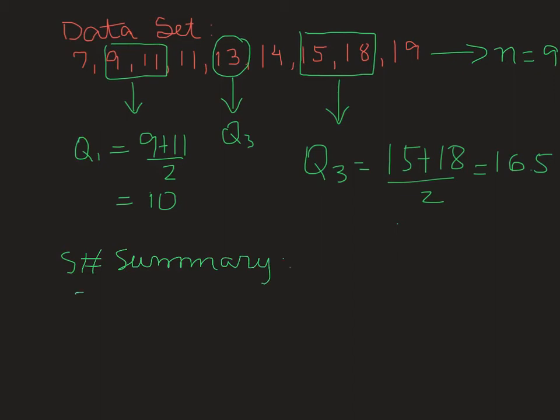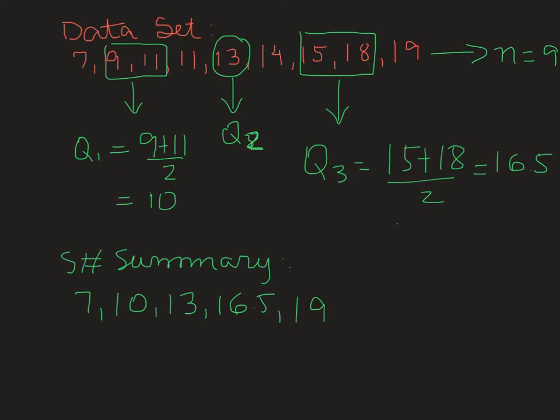So the 5-number summary corresponds to the minimum value of 7, the first quartile, 10, the second quartile, which is 13, the third quartile, which is 16.5, and the maximum number, which is 19. Oops, let me adjust my notation, so here we have actually the second quartile.